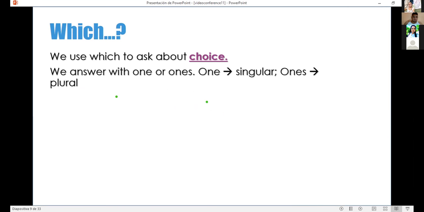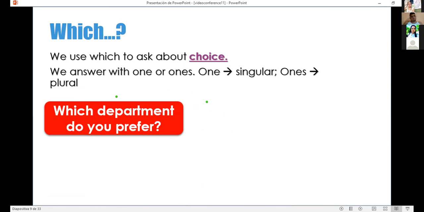So now, very good. All right, so in this case, ¿cómo contestarían esta? Okay, let's check it. Which department do you prefer? Which department do you prefer? How would you respond to it? Which department do you prefer? I want to see your answers. Let me check. I prefer this one. Okay, I prefer this one.